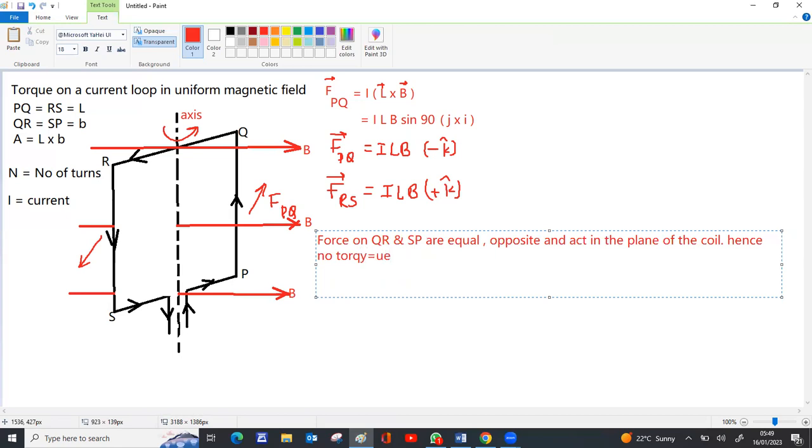But you can see these two forces, PQ and RS, are equal, opposite, and acting perpendicular to the plane. So that only produces torque. Force on PQ and RS are equal, opposite, and act normal to the plane. Hence produces a torque.